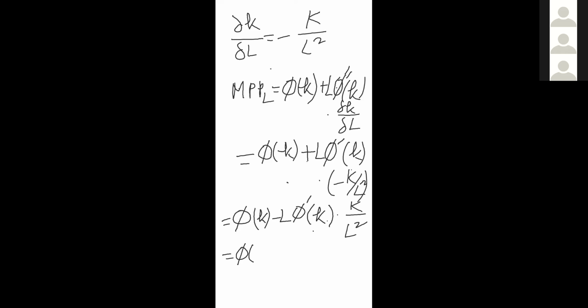So here is phi of small k minus, here is L square and here is L, so we can eliminate one L from here. We can write k by only L. So phi prime of small k into k by L. Is it clear? Yes, ma'am.